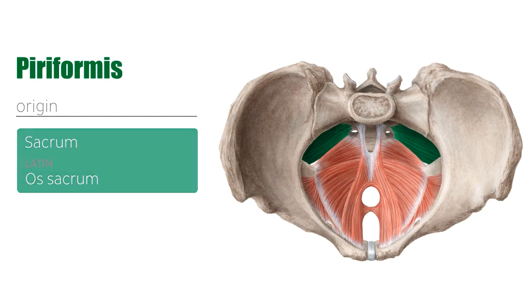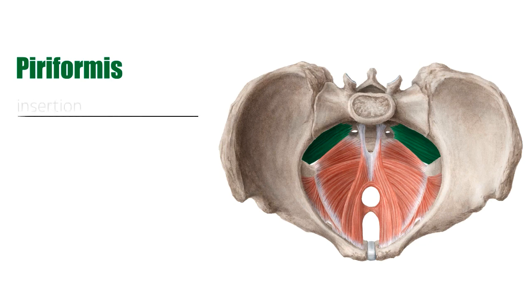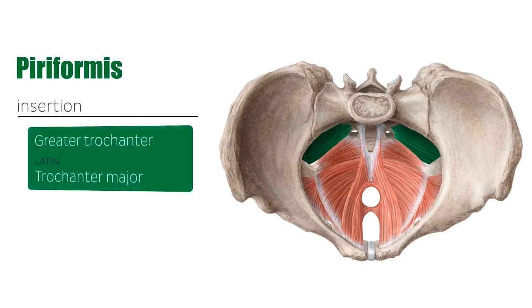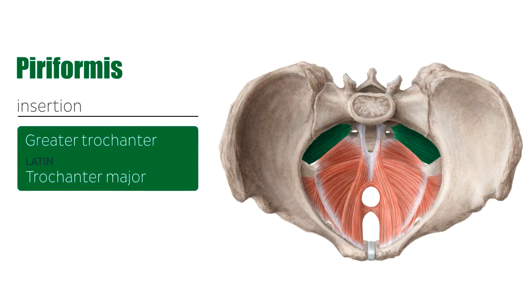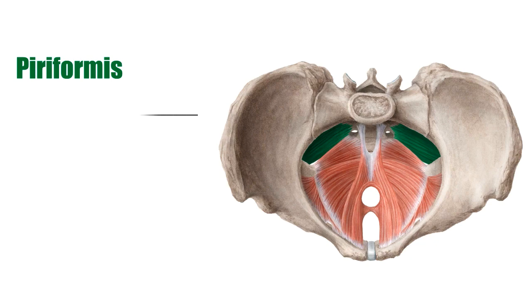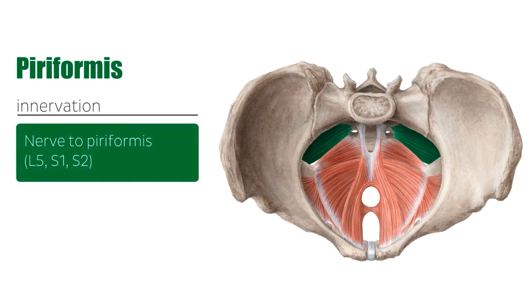The muscle goes all the way to insert at the femur, at this part known as the greater trochanter of the femur. As for the innervation of the piriformis muscle, the piriformis is innervated by the nerve to the piriformis coming from L5, S1, and S2 from the sacral plexus.